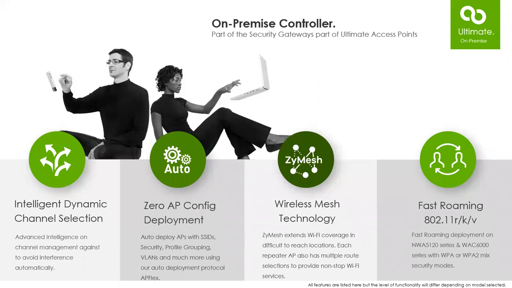And you'll see here the feature set between this and cloud management is very, very similar. Both will do dynamic channel selection. Both are zero AP config deployments. So when you are using one of our controllers, our manageable APs will see that there's a controller on the premises that's enabled, and they'll automatically connect to it. You don't have to log into each AP and tell it the IP address or the URL of your controller. They will find it automatically. We offer mesh on both versions, fast roaming, 802.11 KVR.